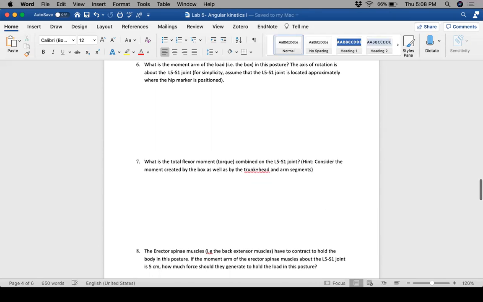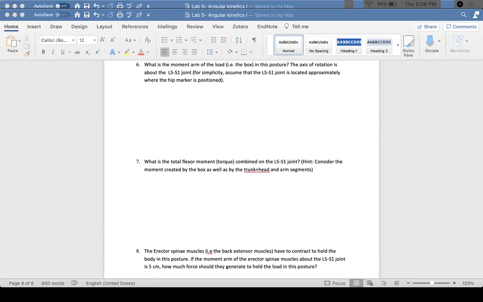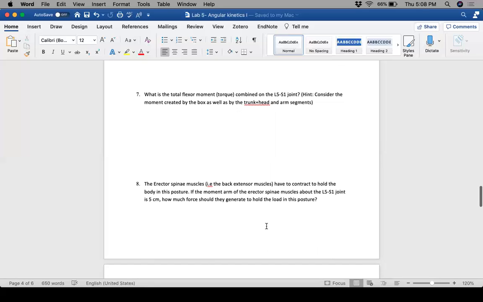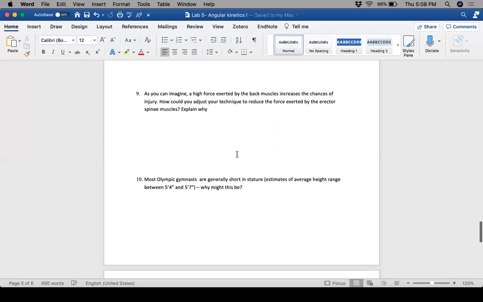And 6 through 8, again, is where we're going to do a bit more computation, but as it relates to moment arms and total flexor moment or torque, and the forces needed in order to maintain posture. And then again, 9 and 10 are just some more conceptual questions as they relate to moment arms and posture techniques. That is it for this lab.